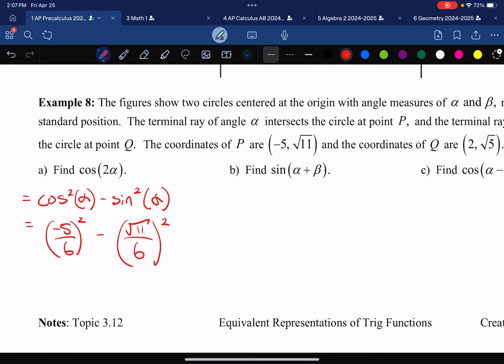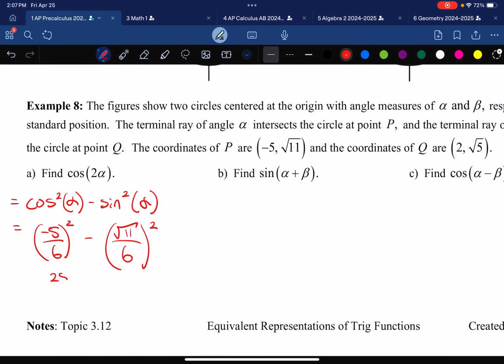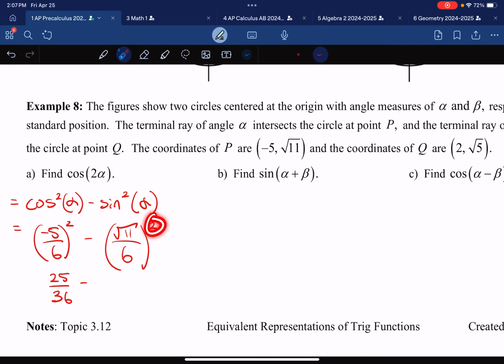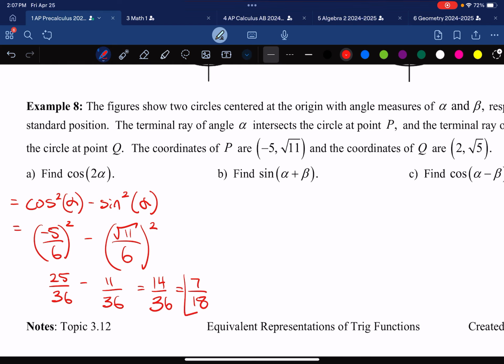All right, so what is that? Well, whenever I square something that's negative it becomes positive, so this is going to be 25 over 36, and then I need to subtract. The square and square root here will cancel each other out, so it's 11, but I still need to distribute the square to the bottom as well, and it's going to be over 36, and 25 minus 11 is 14, right? 14 over 36. Oh wait, these are both divisible by 2, so I can divide the top and bottom by 2. It's going to be 7 over 18. Cool.